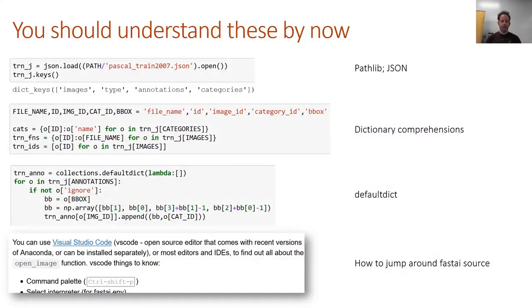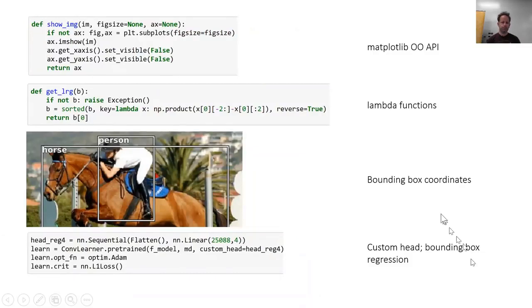You should go back and make sure that you understand all of these concepts from last week before you move on. If you don't, go back and re-go through the notebooks carefully. I won't read them all to you because you can see them in the video easily enough. But perhaps this is the most important, knowing how to jump around source code in whatever editor you prefer to use. Matplotlib, Lambda functions. Lambda functions are also particularly important. They come up everywhere. And this idea of a custom head is also going to come up in pretty much every lesson.